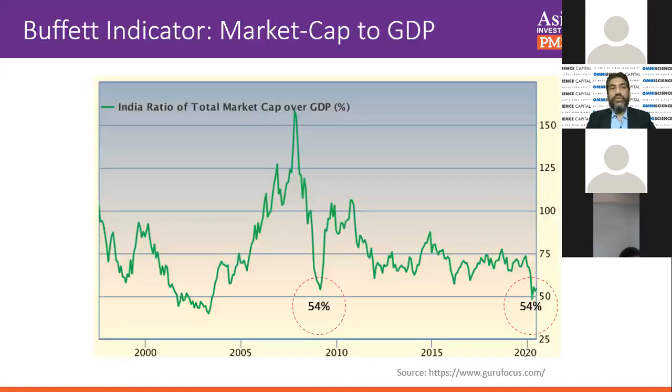Now let's look at what is called the Buffett indicator, the market cap to GDP ratio. We are today at the right hand bottom corner. You can see where we are today, which is at 54%. So you are at 54% market cap to GDP. The same number was there at the bottom of 2009, 54%.